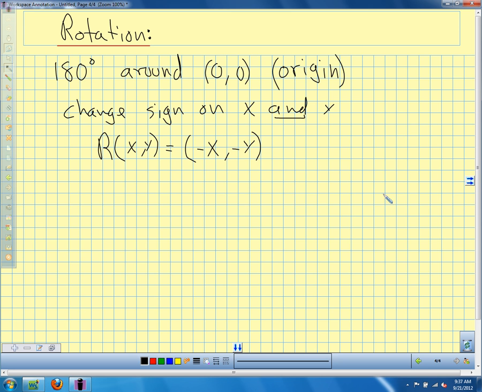Questions? Okay, let's look at a couple of examples.